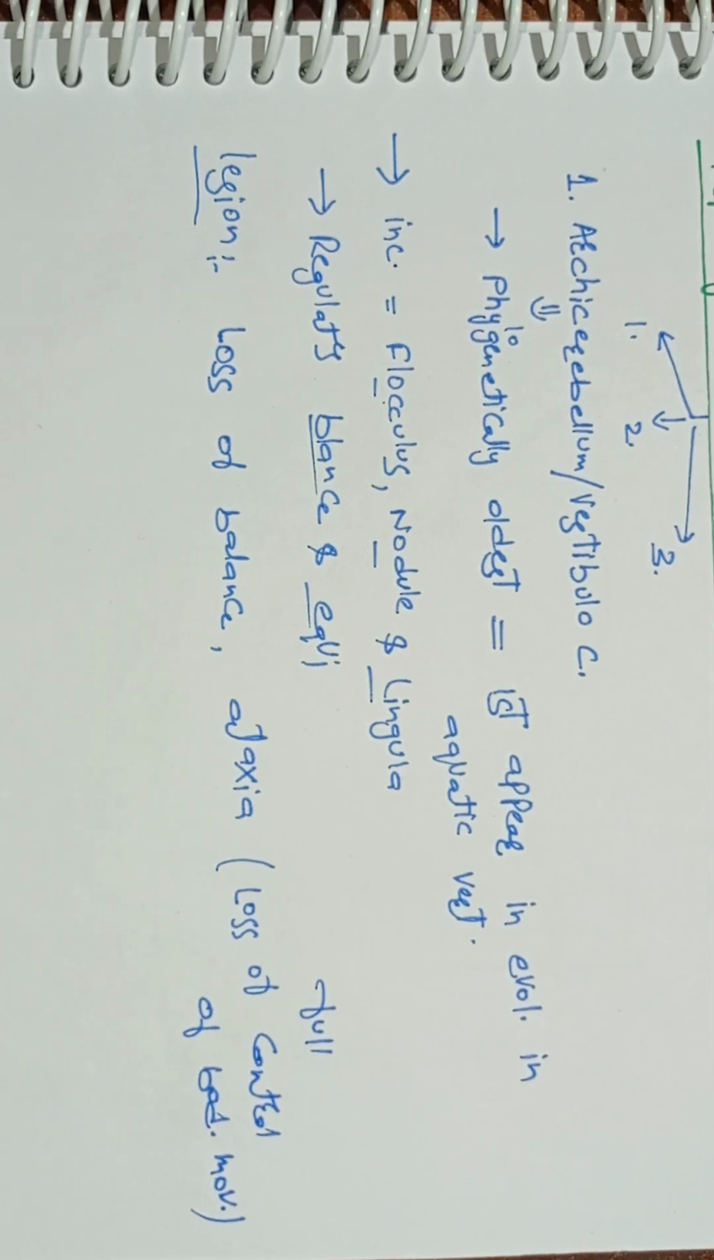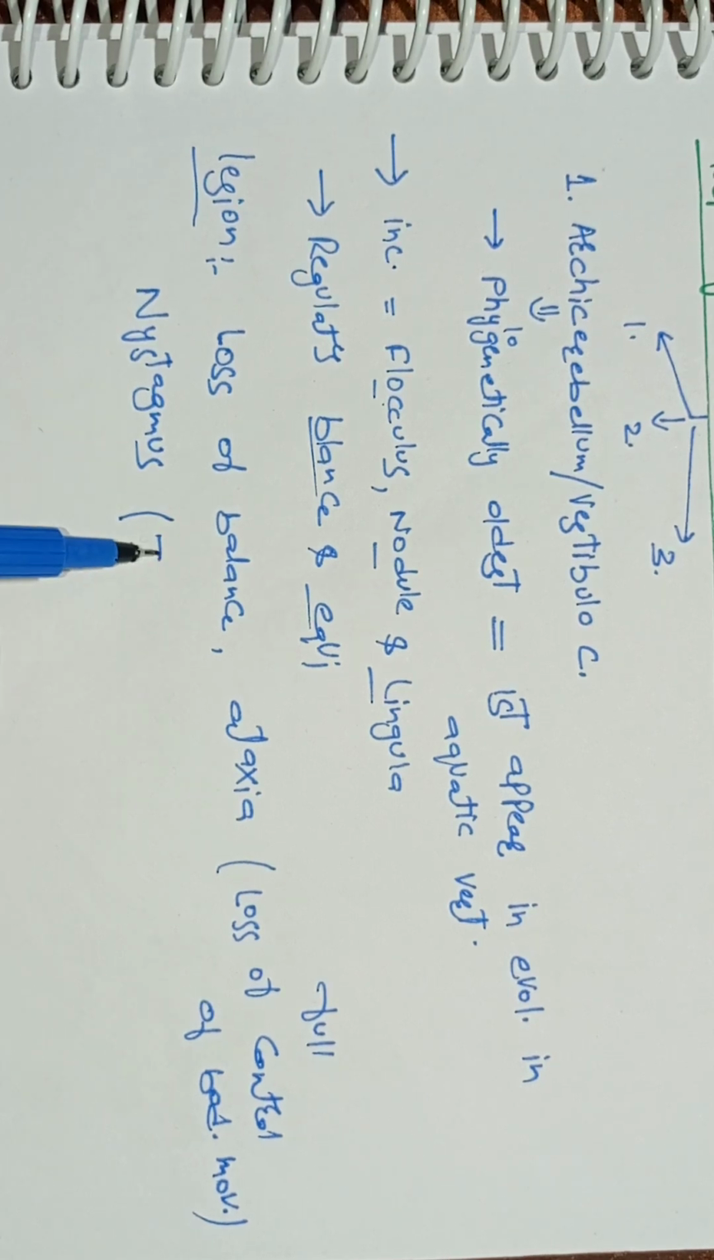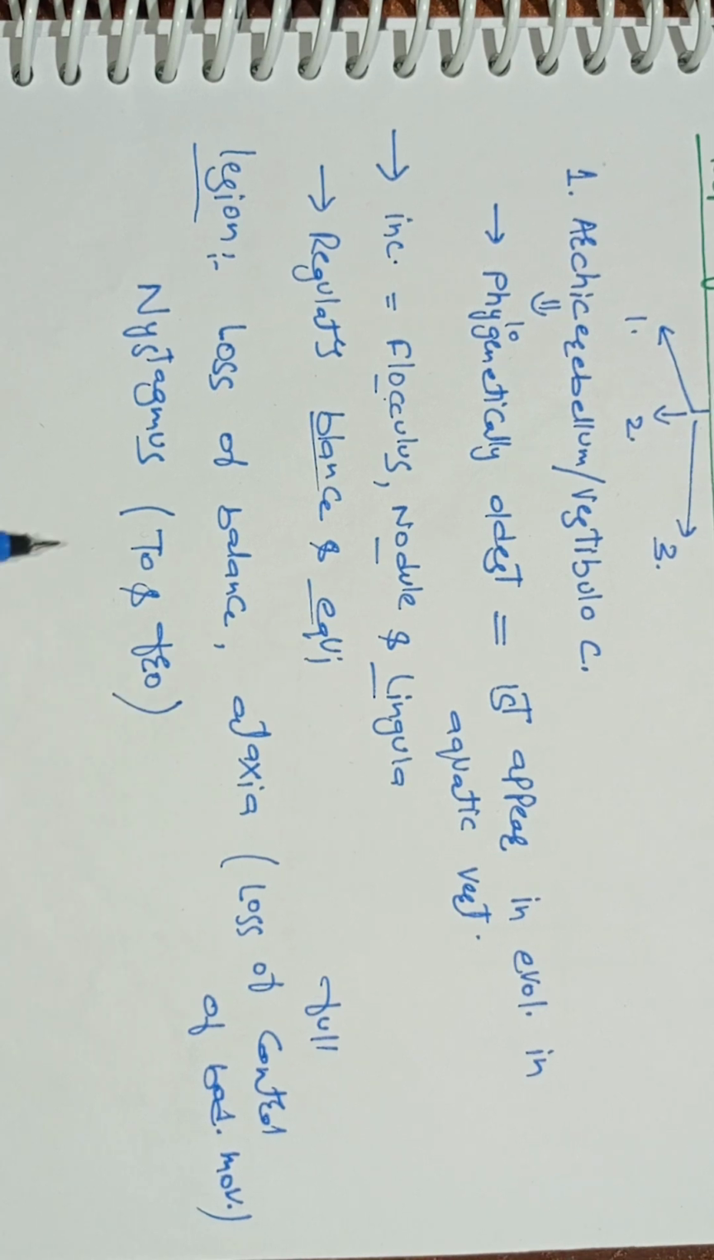Another problem will be nystagmus. What do you mean by nystagmus? It means rapid involuntary movement of the eyes, a to-and-fro movement of the eyes, involuntary, to and fro.